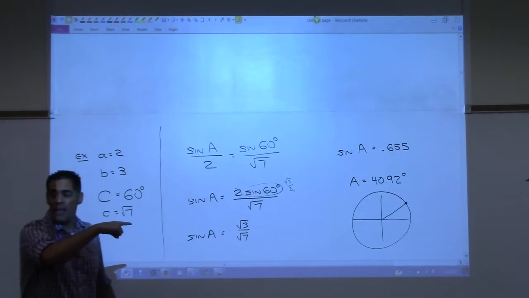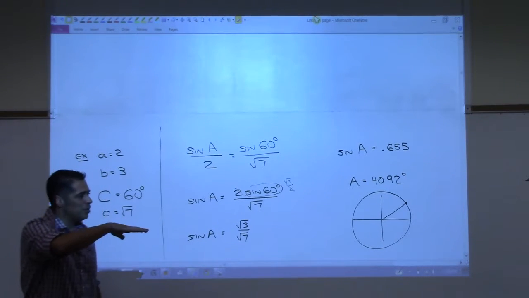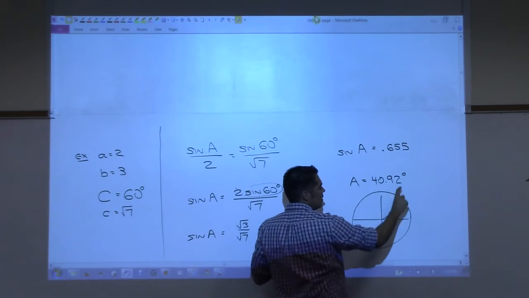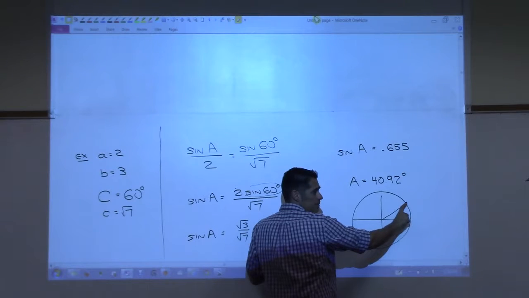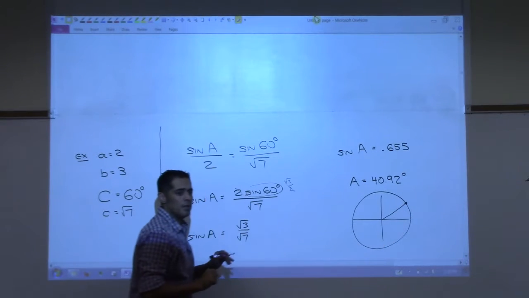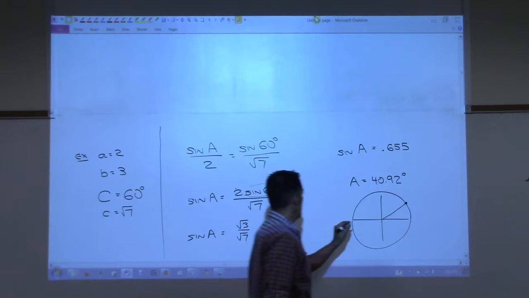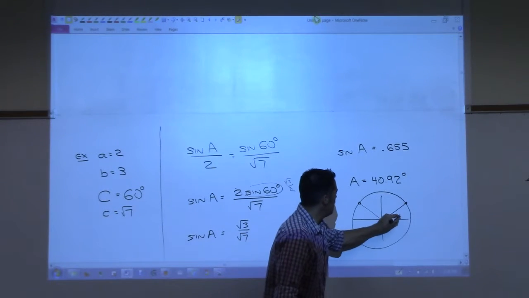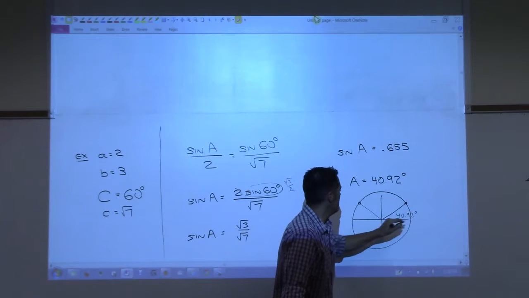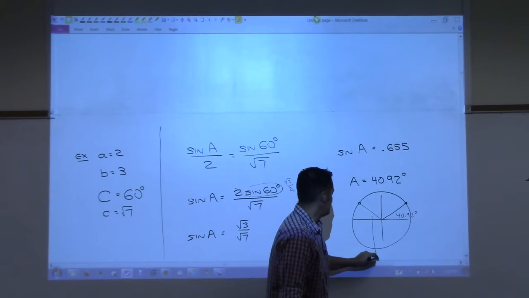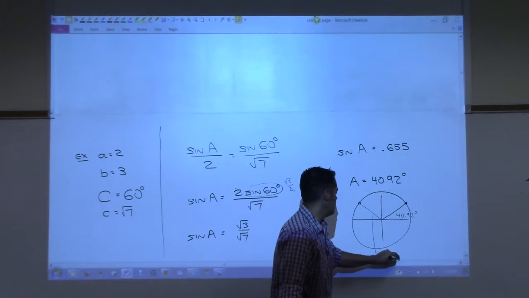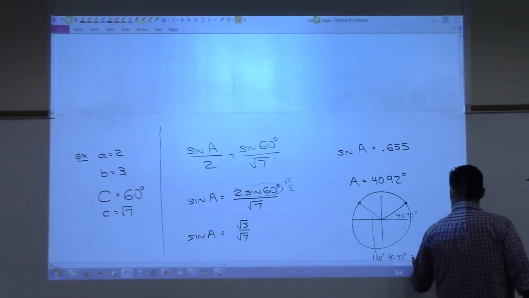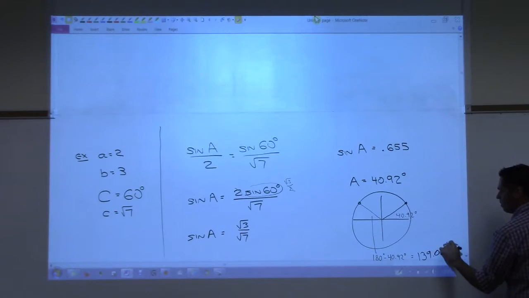So we're saying that our angle needs to be 40.92 degrees. And that's because this number right here is the y coordinate. Agreed? Is there somewhere else where we could also have that happen? Over here, right? Now, what would that angle be? This is 40.92 degrees. This would be 180 minus 40.92. What is it? 139.08 degrees?